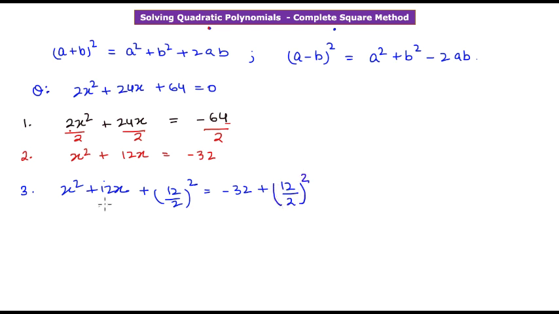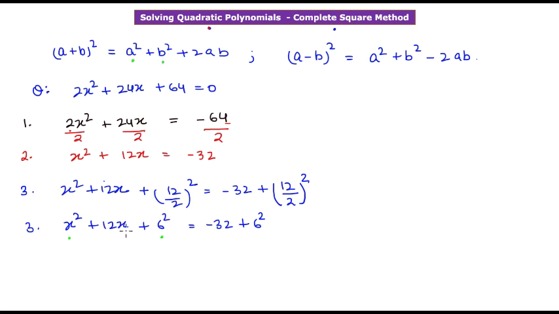So if you were to simplify your step number 3, I could rewrite it like this: x square plus 12x plus 6 square is equal to negative 32 plus 6 square. If you look carefully and compare, the x square is equivalent to the term a square, and the 6 square is equivalent to the term b square.